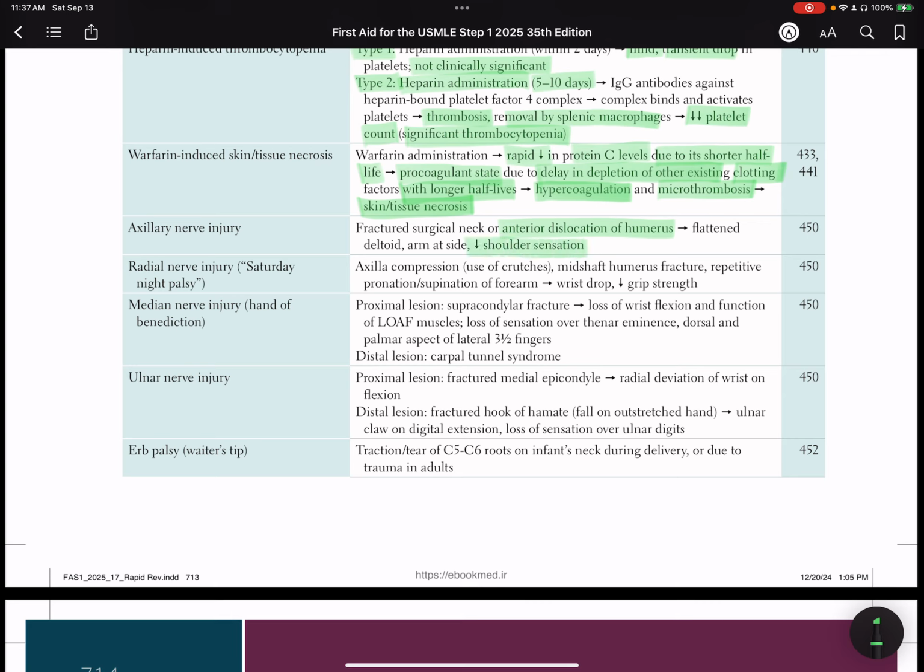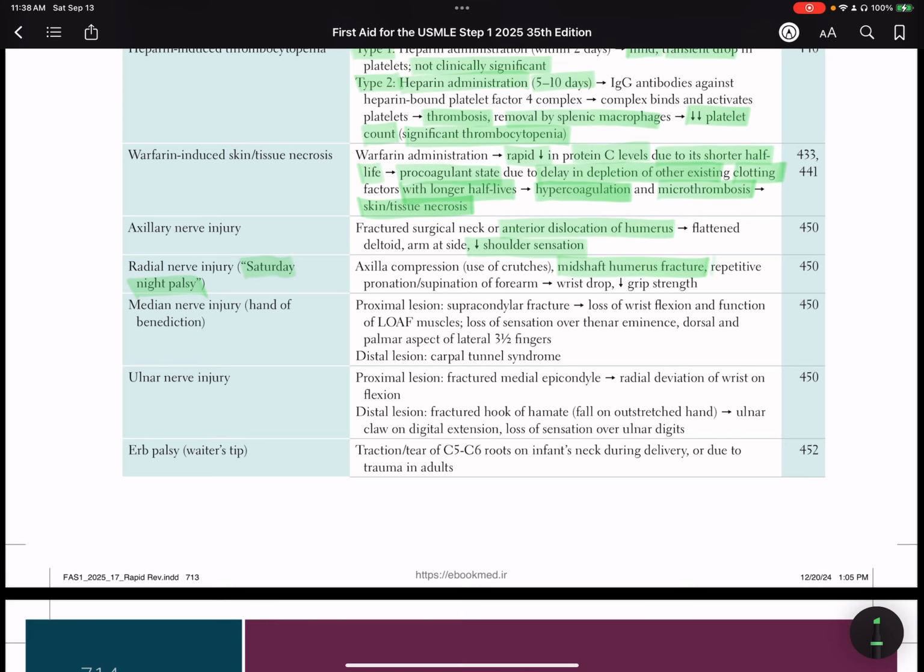Next condition is radial nerve injury. Radial nerve injury is also called Saturday night palsy in layman terms. This radial nerve injury is caused by axilla compression from the use of crutches, which compresses the nerve in the axilla region. It is also caused by mid-shaft humerus fracture.